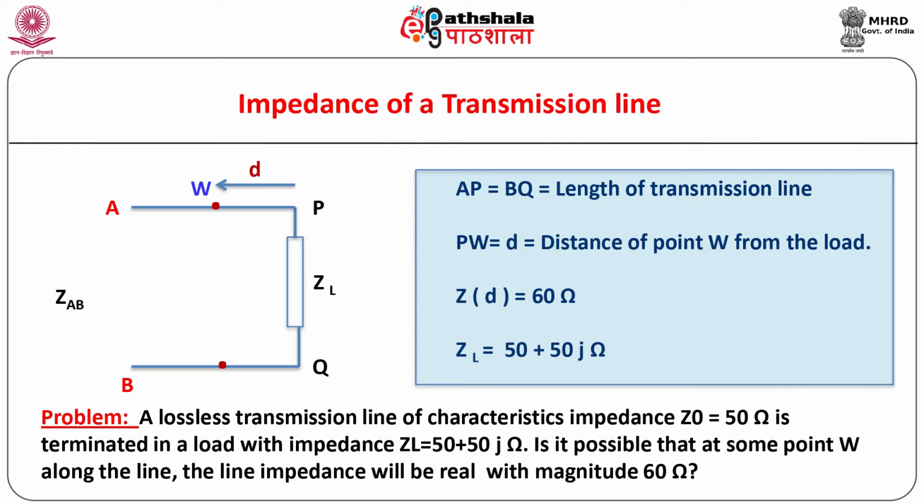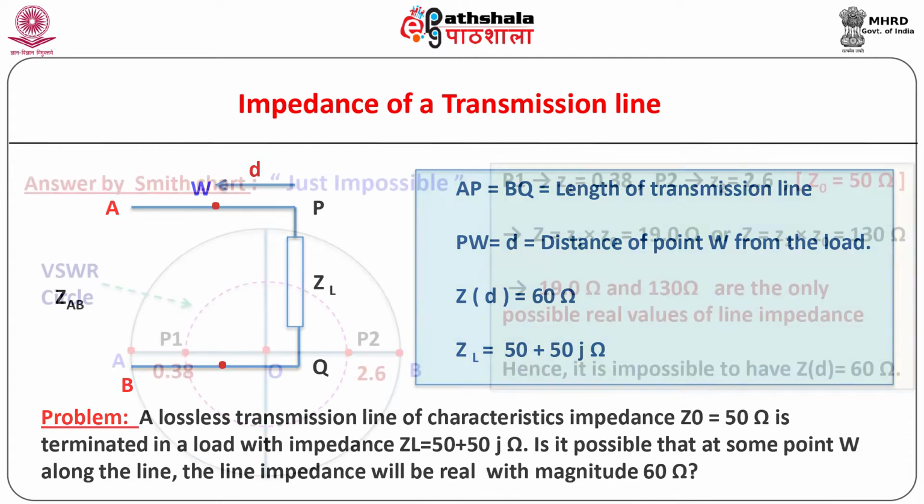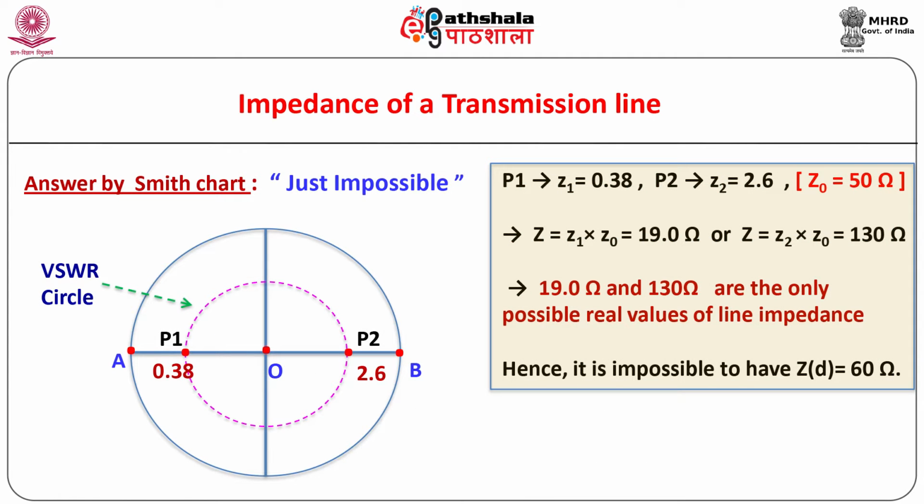Slide number 35. The statement of the problem is as shown. A lossless transmission line of characteristic impedance 50 ohm is terminated in the load with impedance 50 plus 50 j ohm. Is it possible that at some point D along the line impedance will be real with magnitude of 60 ohm? One may try to get the answer analytically for determining the value of D so as to obtain impedance Z at D equal to 60 ohm.